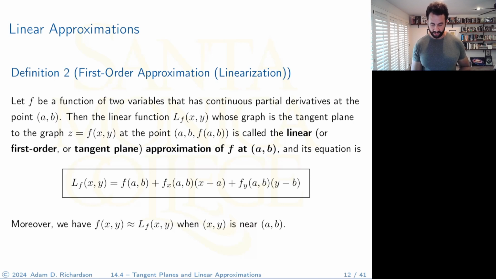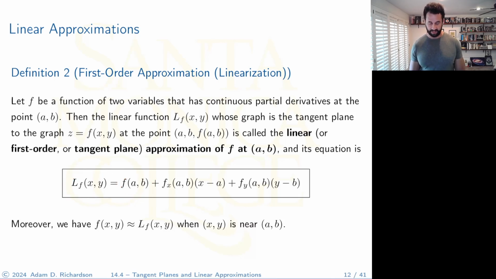Then the linear function L sub f of x comma y is the function whose graph is the tangent plane at that point, and we call it the linear, or first order, or tangent plane approximation of f at a comma b. So that is literally what that plane is, and its equation is given by this. This is putting it in the same form that you saw back in Calc 1. So the linearization is given by this.